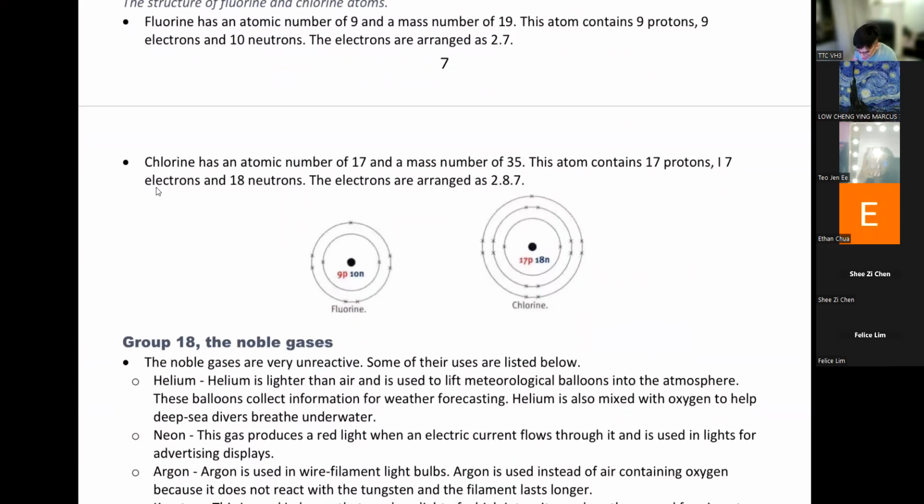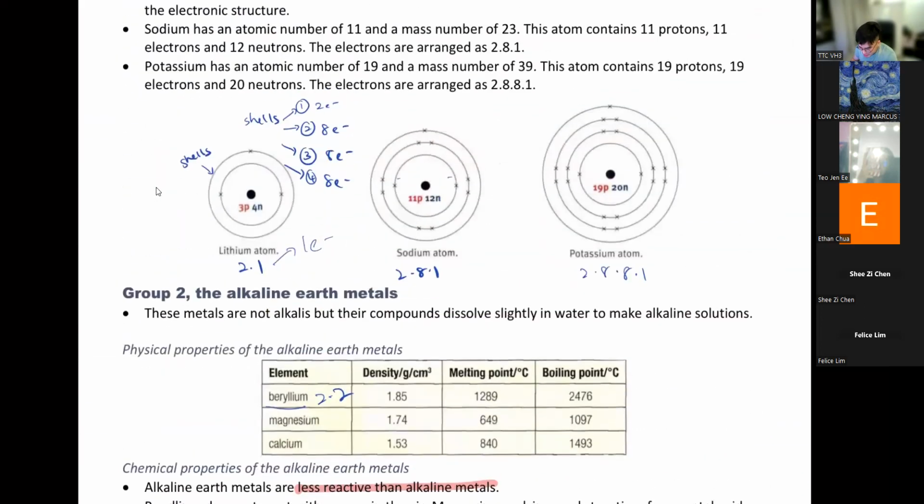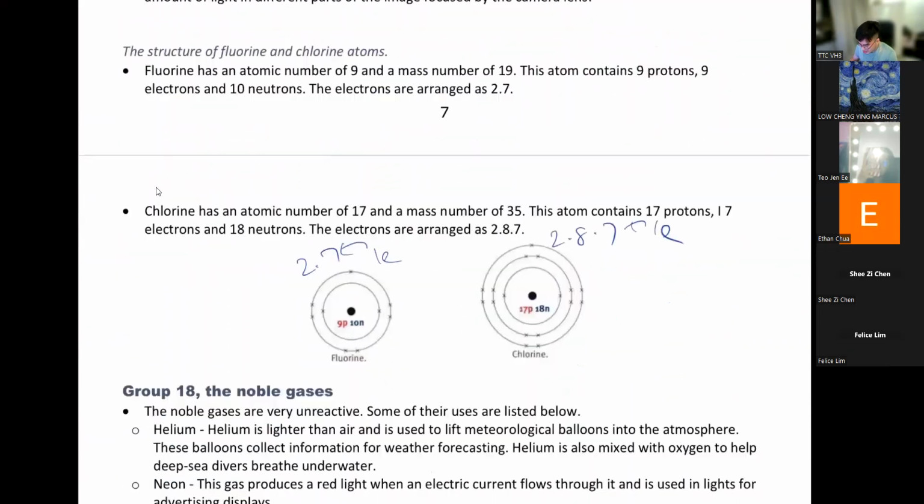Okay, so anyway, let's look at them. You see, fluorine is 2.7, chlorine is 2.8.7. You see how crazy they are? Right, you see, fluorine is also one step away from perfection, isn't it? I just need to get one. Okay, chlorine, same thing. I also need to get one. Right, so now you see how chlorine and sodium, they are perfect for each other. Sodium wants to throw one, and chlorine says, hey, you want to throw one? Why don't you give it to me?